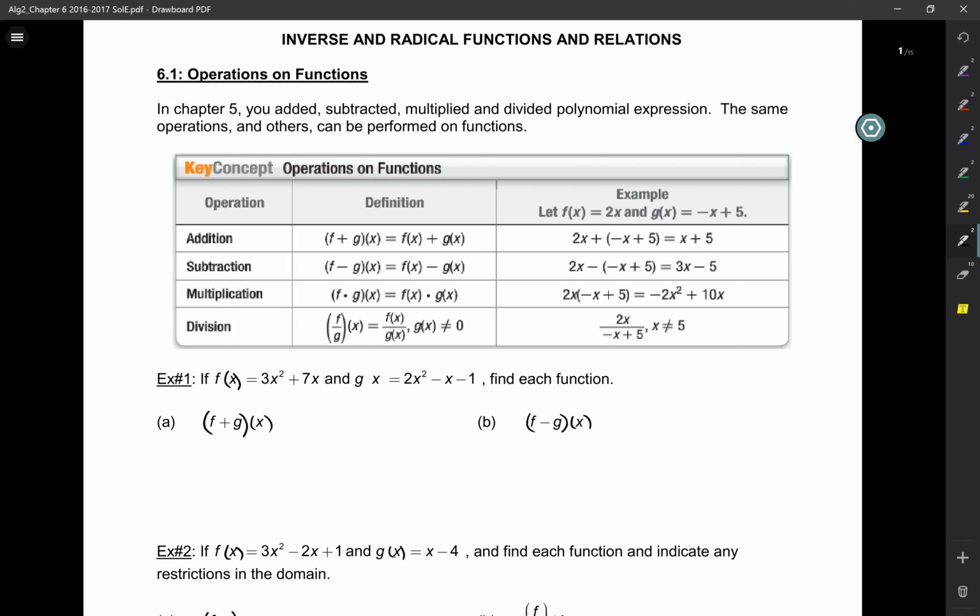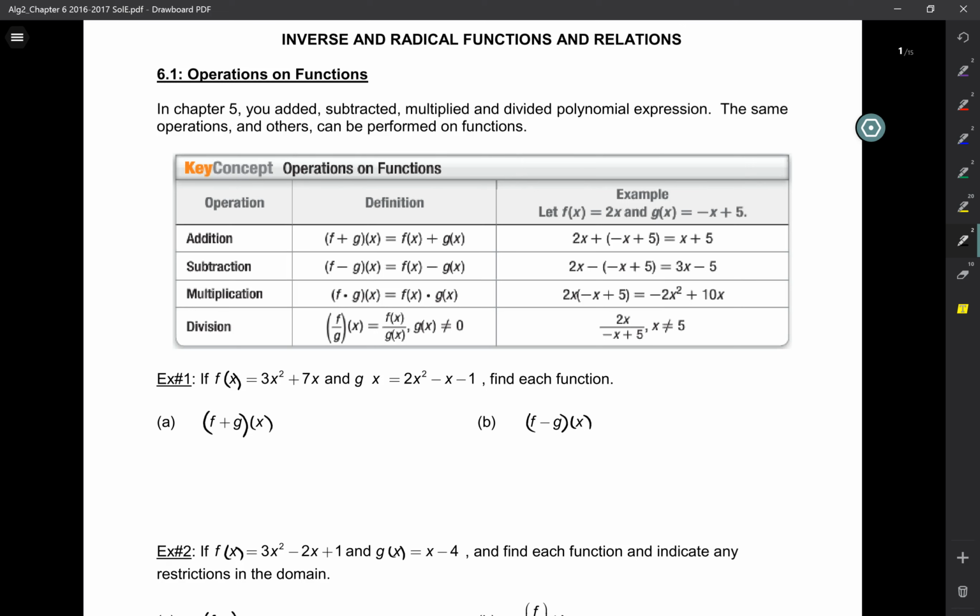One is on operations of functions, right? So we're going to be dealing with functions again. In this chapter, in this section in particular, we're going to be talking about what we can do with these functions. So if you have two separate functions, you can add the functions, you can subtract the functions, you can multiply and divide the functions.